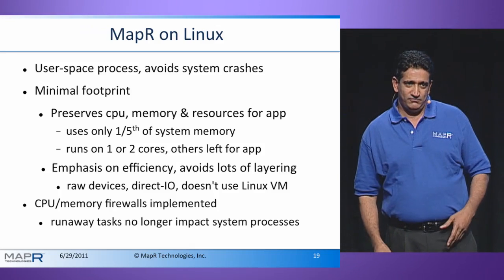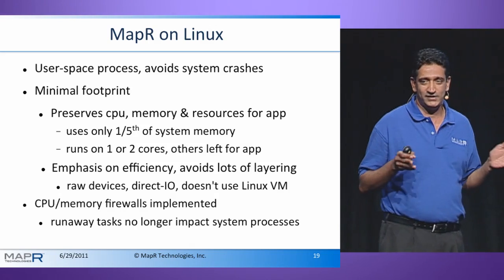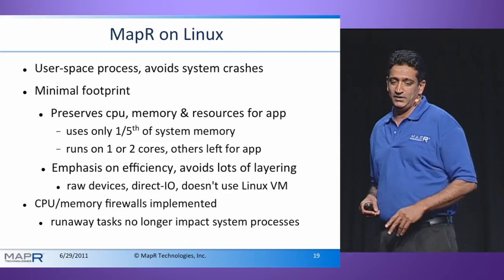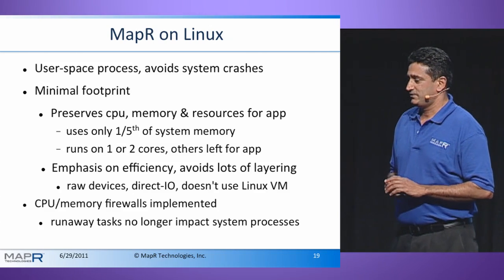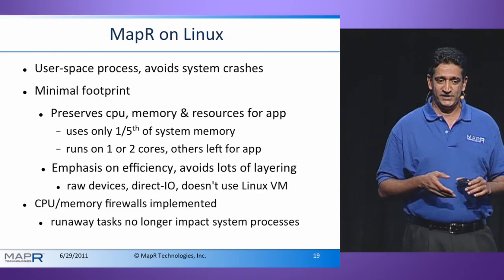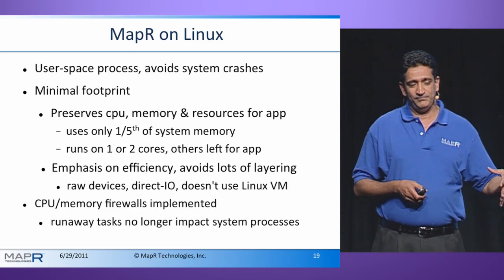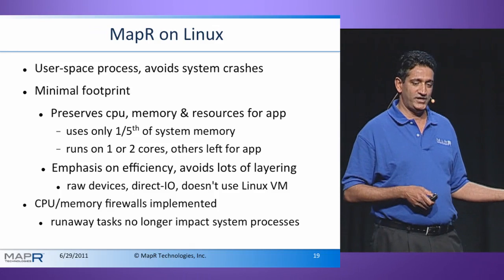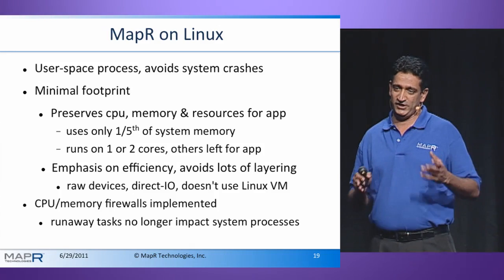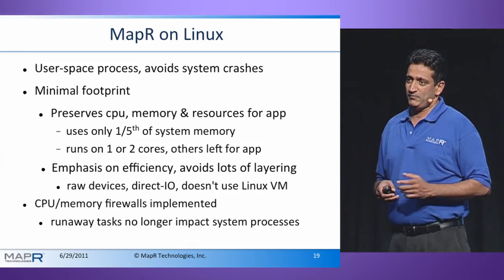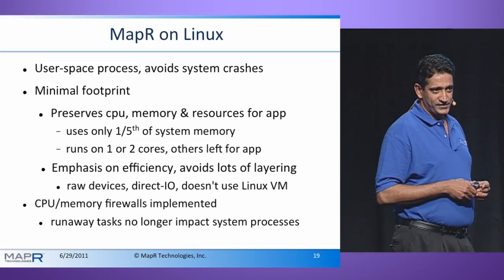The other question was, do we do this in the kernel or in user space? Whenever you start a project, you say, all right, let's get into the kernel and hack there. But here, we wanted to avoid system crashes. There was enough in modern Linux to be able to do this entirely in user space and not sacrifice performance. And we decided not to use the Linux system VM or other things, because we want to preserve that for use by the MapReduce application or by HBase or whatever. So we use only about 1/5 of the system memory. We run really on 1 or 2 cores and leave the others.